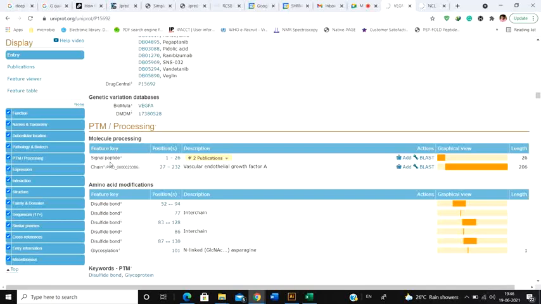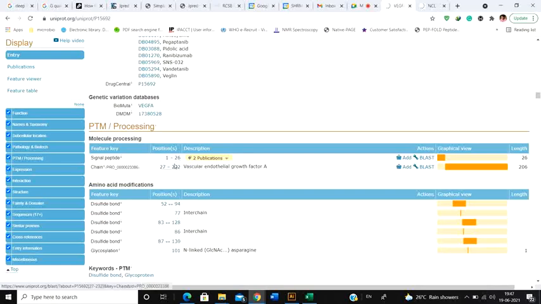See, the first is the signal peptide. The peptide that comes from 1 to 26 is present as a signal peptide. That gets cut off, and that is the first processing. So the main chain starts from the 27th amino acid till the 232nd amino acid. Why? Because the first part is chopped off.